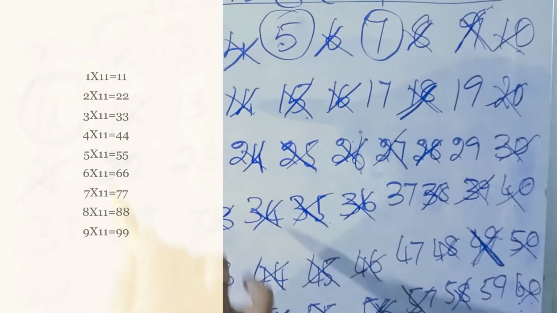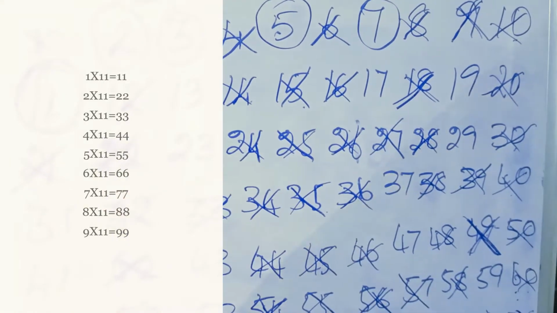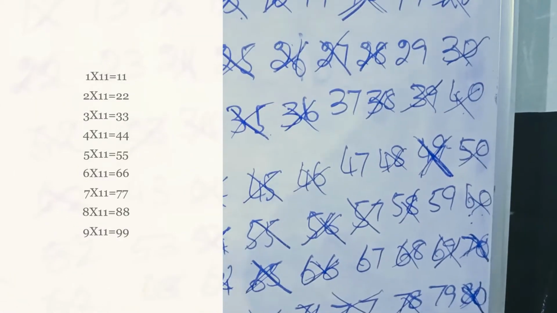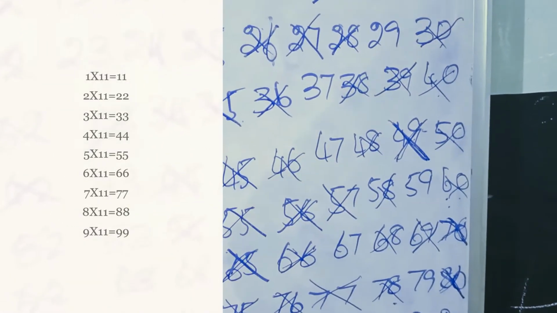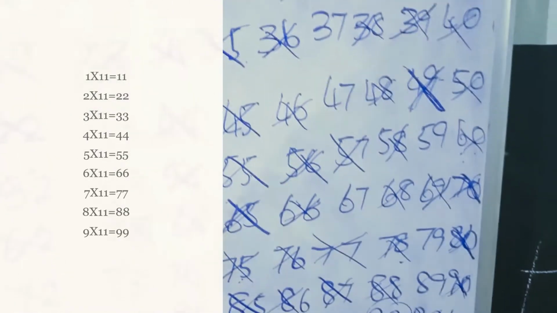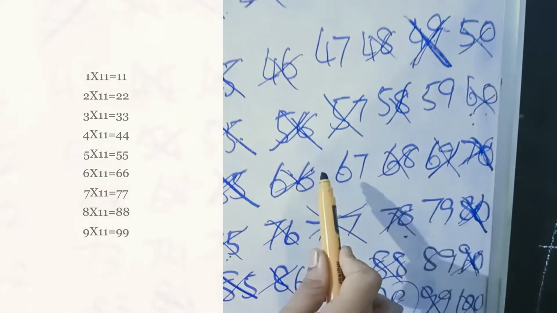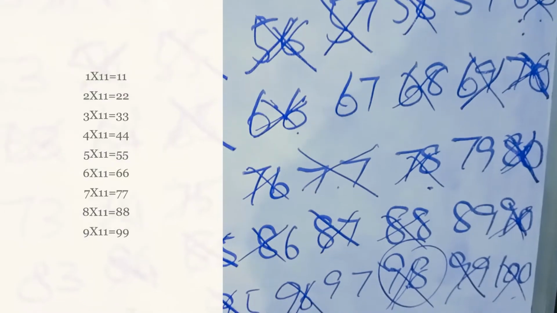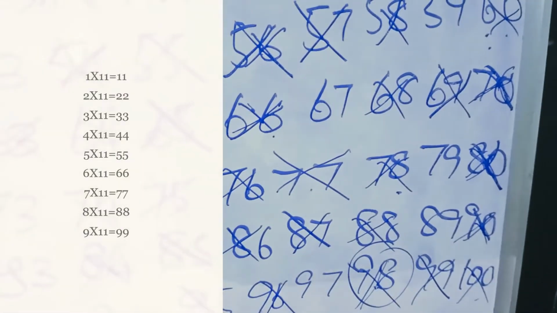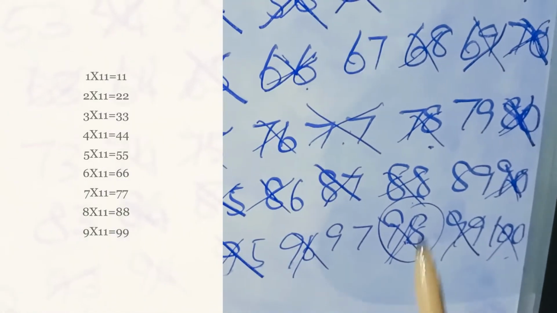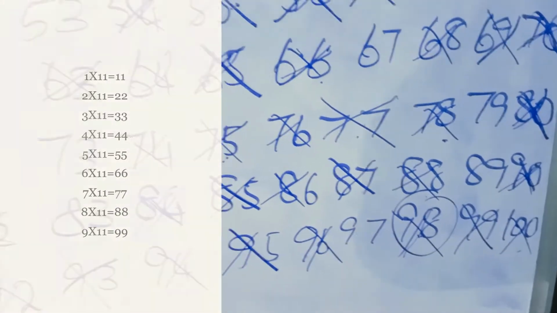Now you have to cross out the multiples of 11. So 22 is a multiple of 11, we have crossed out already. Then 33, 44, 55, 66 are multiples of 11, we have crossed out already. Then 77 is a multiple of 11, we have crossed out already. Then 88 is a multiple of 11, that also we have crossed out. Then 99 is a multiple of 11, that also we have crossed out now.